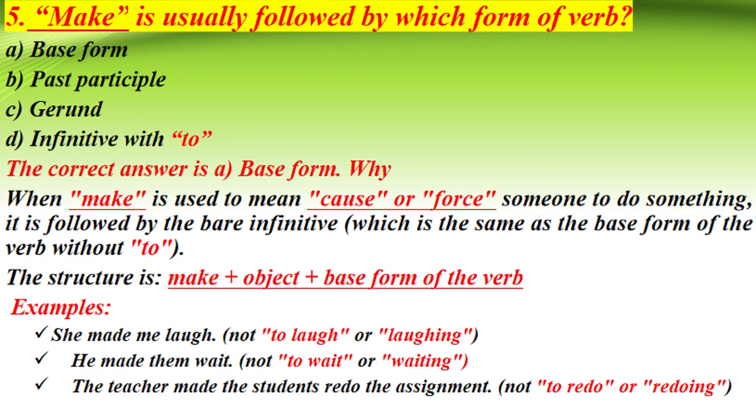5. Make is usually followed by which form of verb? A. Base form, B. Past participle, C. Gerund, D. Infinitive with to. The correct answer is A. Base form. Why? When make is used to mean cause or force someone to do something, it is followed by the bare infinitive, which is the same as the base form of the verb, without to. The structure is make plus object plus base form of the verb.